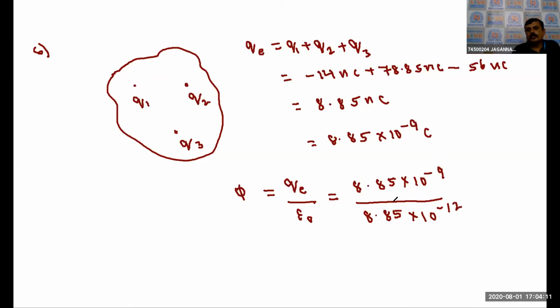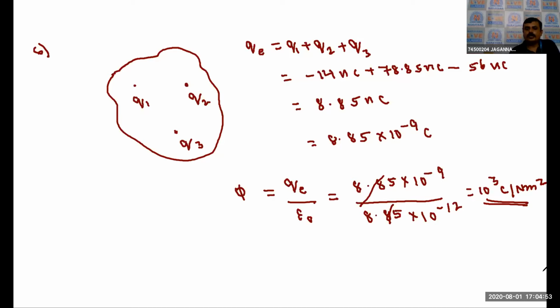So this one and this one cancel. The 10 power of minus 12 goes to the numerator and becomes 10 power of plus 12. So this equals 10 power of 12 minus 9, which is 10 power of 3. The unit is coulomb per Newton meter square. This is our required answer. Okay?